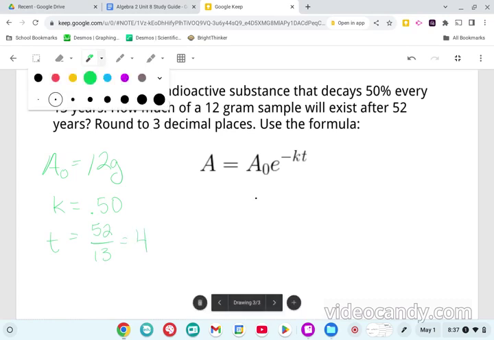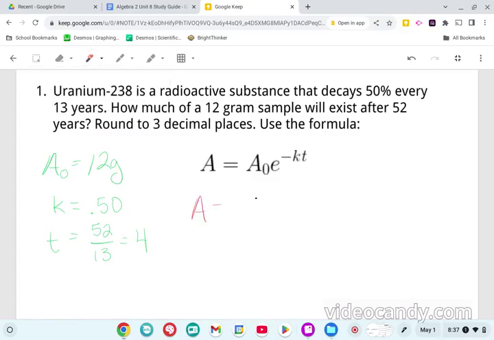So then we're going to take all that information and we'll put it in the formula. So then A, or the amount that we have after 52 years, will equal 12 times e raised to the negative 0.5 times 4.